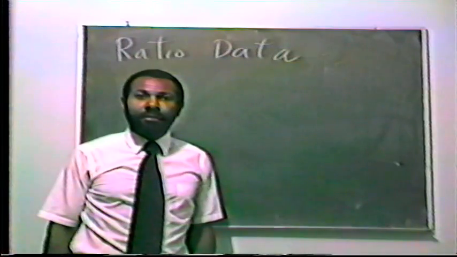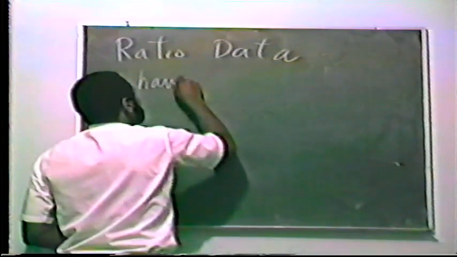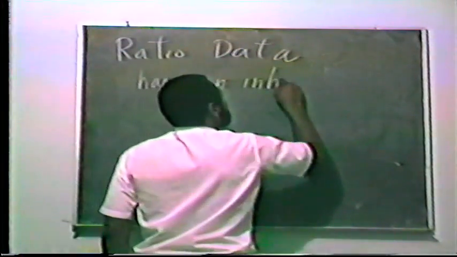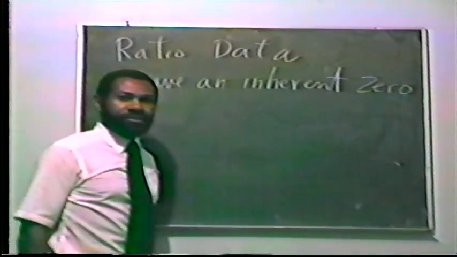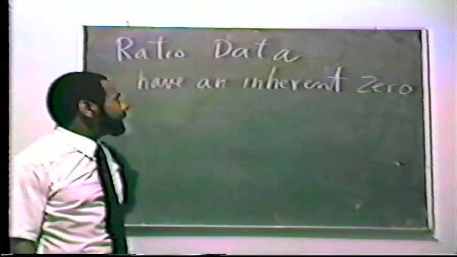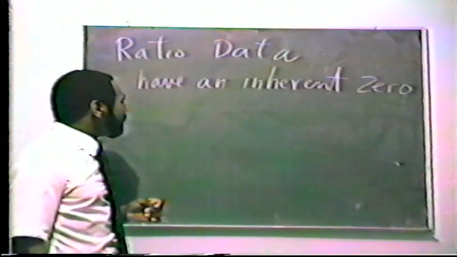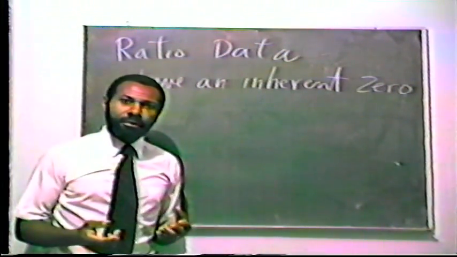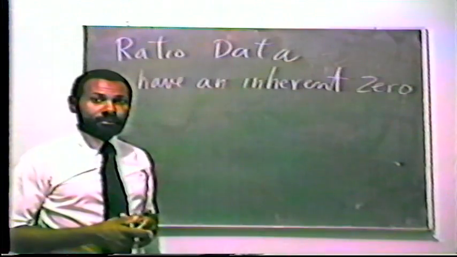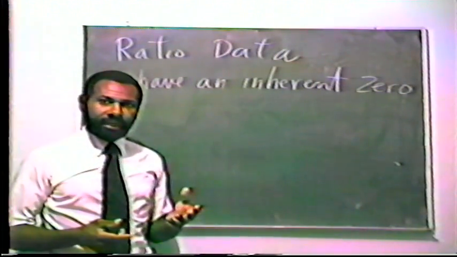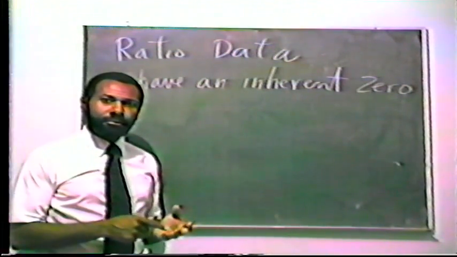Ratio data are data that have an inherent zero. This is the distinguishing characteristic of ratio data. Ratio data is the highest level of data. That means that ratio data are the highest level of data. This means that ratio data satisfy the requirements of interval data.